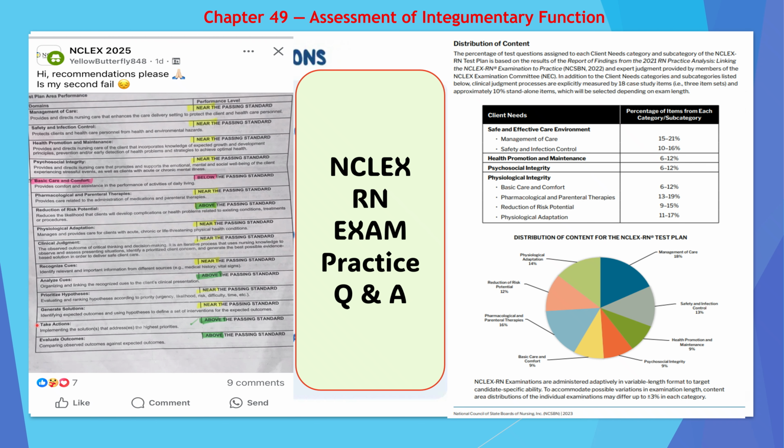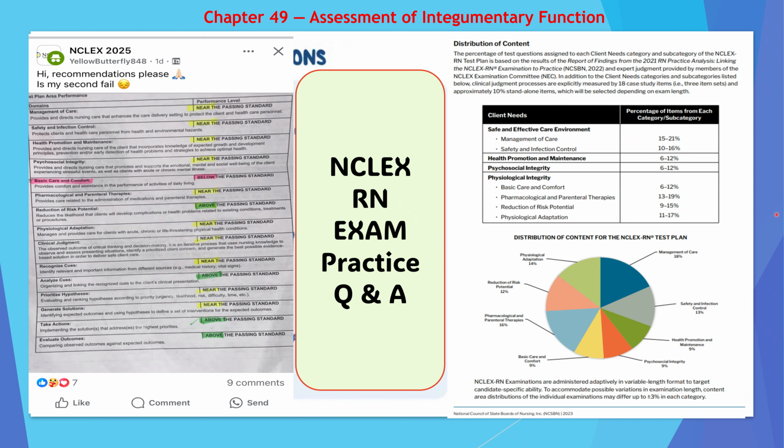Taking action. What are the priority interventions for the patient? Evaluating outcomes. What findings demonstrate that the treatment plan is effective? What follow-up data are needed?